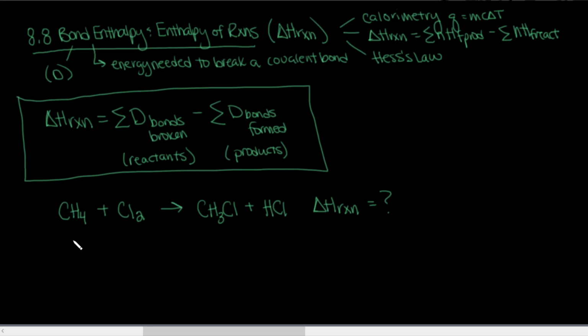Okay, so here's the thing with these, you guys. You got to draw your Lewis structures, because you actually have to count up all the individual bonds. And that's why, if there was a coefficient in there, let's say there was a 2 out in front of this methane molecule, instead of 4 hydrogen carbon bonds, you would have 8 of them.